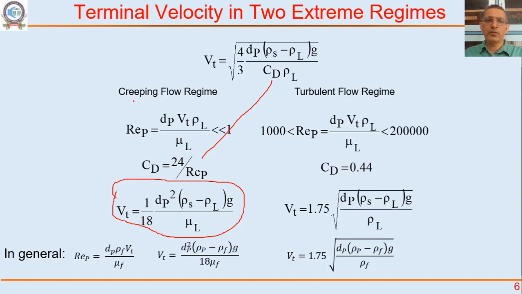Right? So if Stokes regime is valid, if Reynolds number for the particle is far less than 1, then we will find this is the expression for terminal settling velocity. We will use it for calculation as we go along in a while.